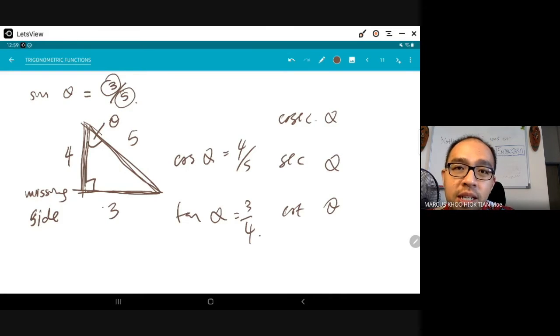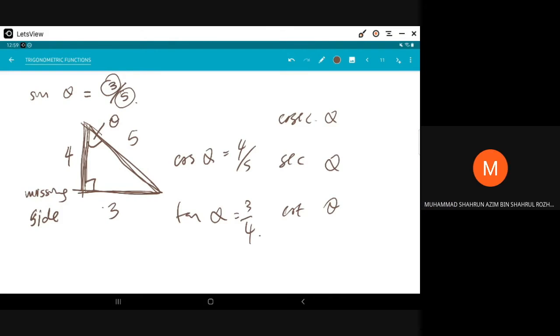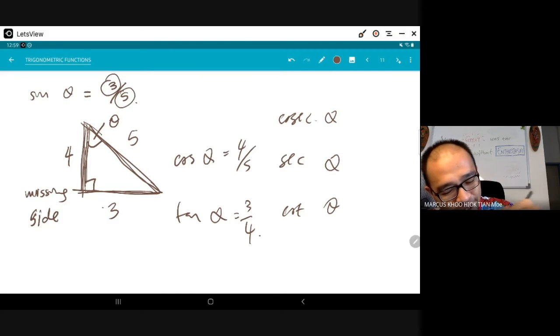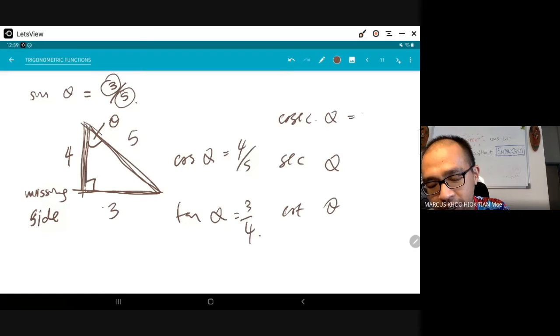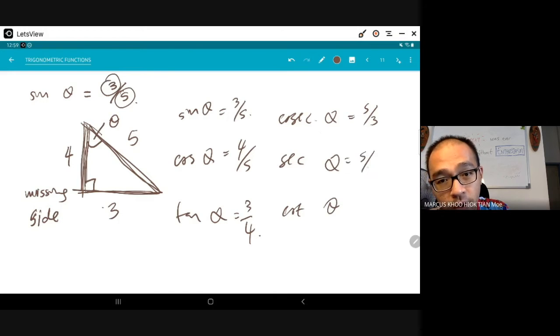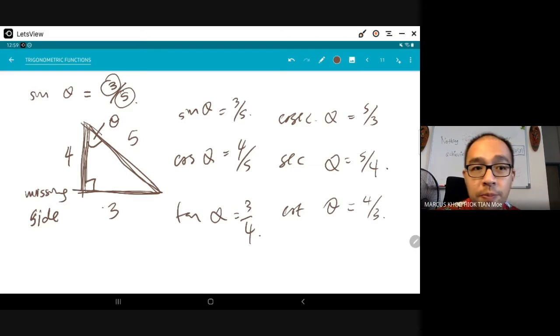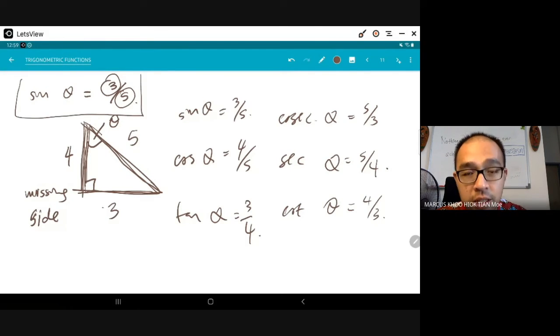We only have these two here, so what is this? 5 over 4. Cosecant or? 5 over 3. Okay, because cosecant is the reciprocal of sine. Secant will be 5 over 4. Cotangent will be 4 over 3. Everything from one piece of information only. You get so much more.